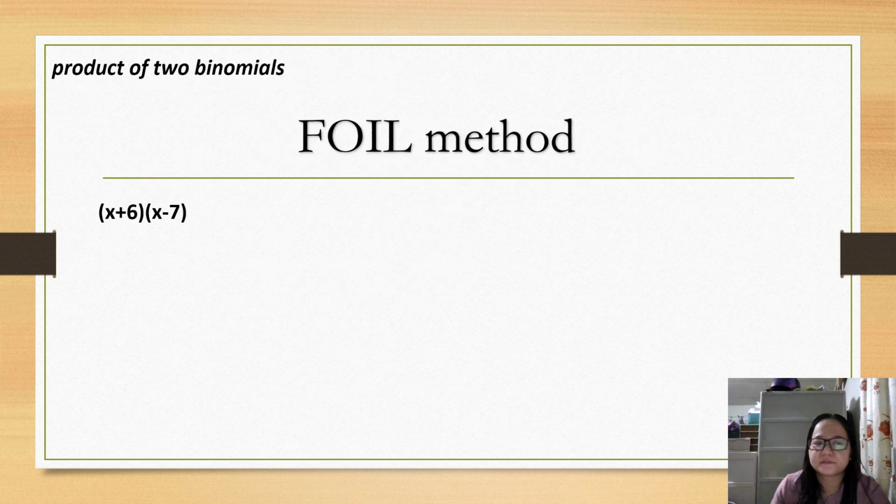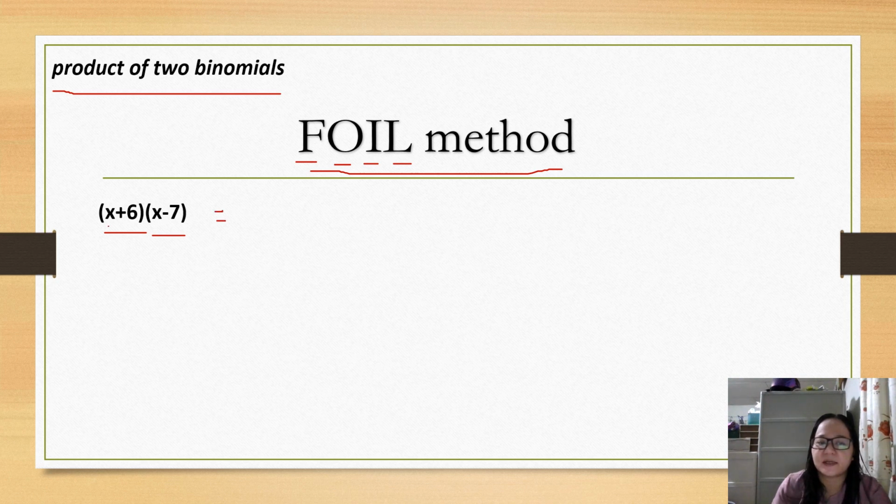Let's have another one. How do we find the product of two binomials? To find the product of two binomials, we apply the FOIL method. F stands for the first term, O for the outer terms, I for the inner terms, and L for the last terms. So say for example, we have quantity x plus 6 times quantity x minus 7. So using FOIL method, first we multiply the first terms. The two first terms are x and x. So x times x is equal to x squared.